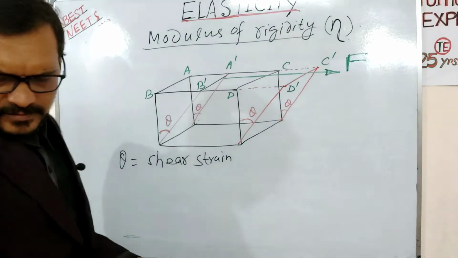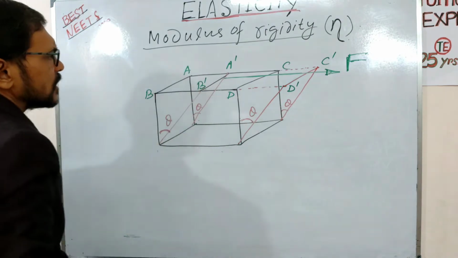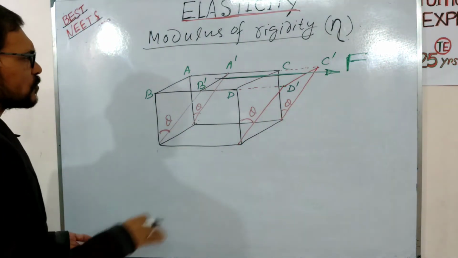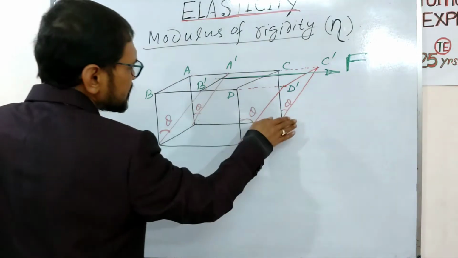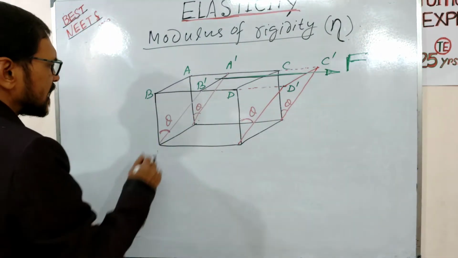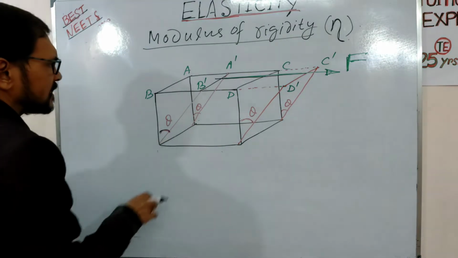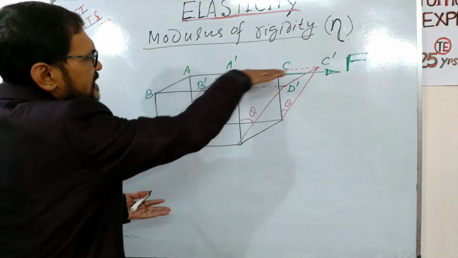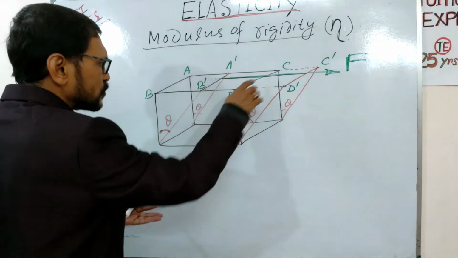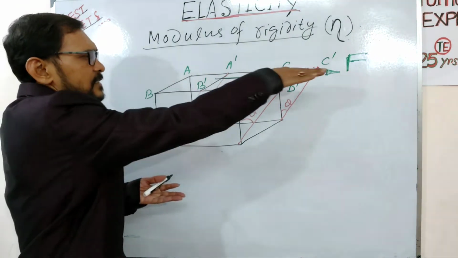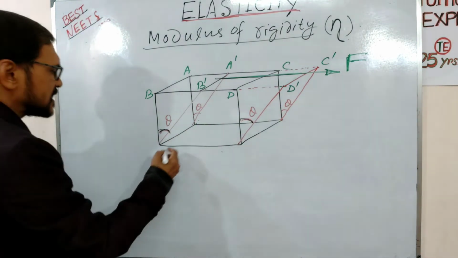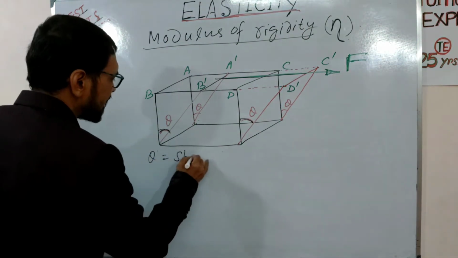I have drawn a book, and a tangential force is applied on the surface of this book. Now the upper surface will be tilted by a little amount, so this surface will make an angle theta. You can experiment with this: when a tangential force is applied on the surface of a book, the book tilts and an angle is formed this way. This theta is called shearing strain.